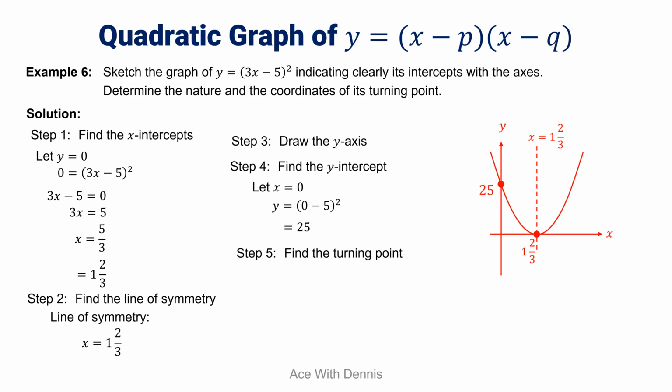Step number 5. Find the turning point. So, as you can see from here, this point is also the turning point. The root is also the turning point, and this is a minimum point. So, the coordinates of the minimum point will be 1 and 2/3, 0. And lastly, label the curve y equals bracket 3x minus 5 square. So this will be the curve for the equation of y equals bracket 3x minus 5 square.